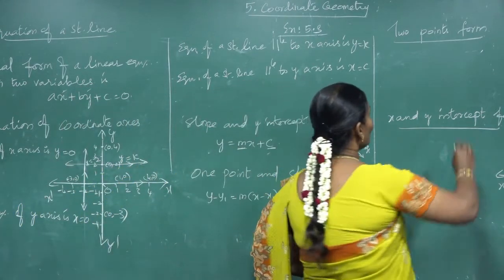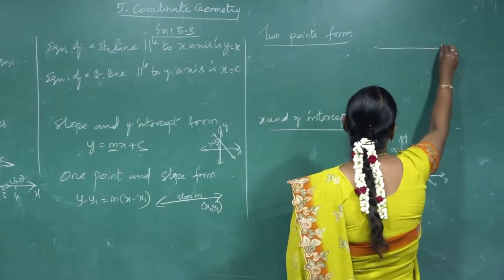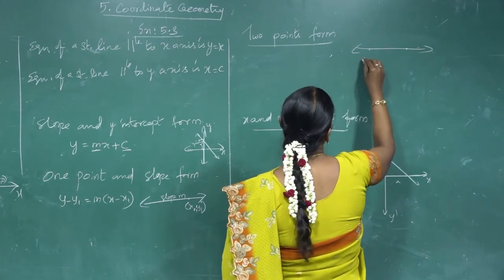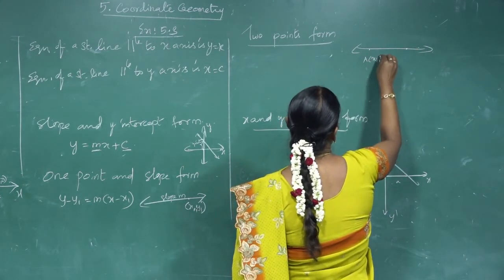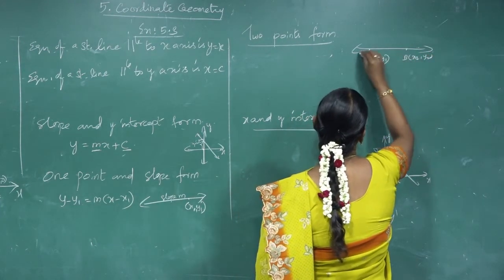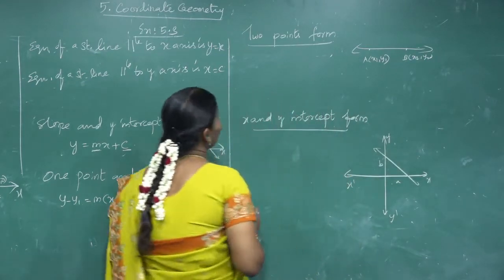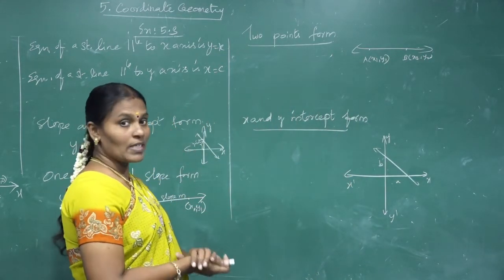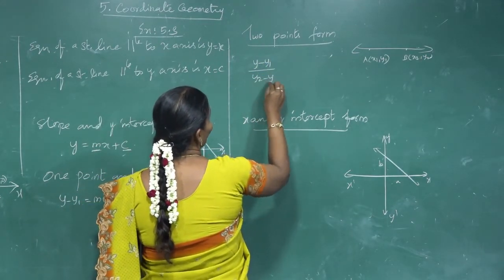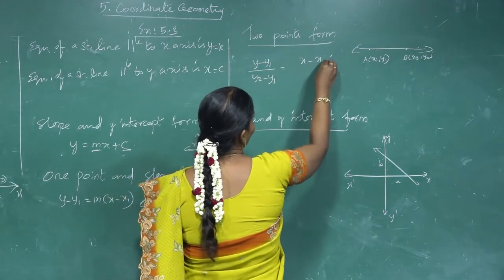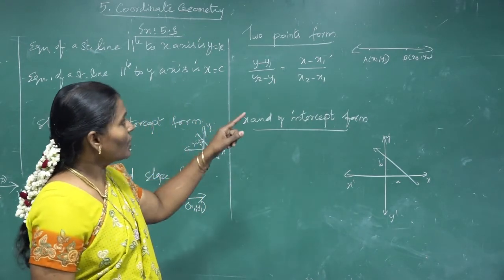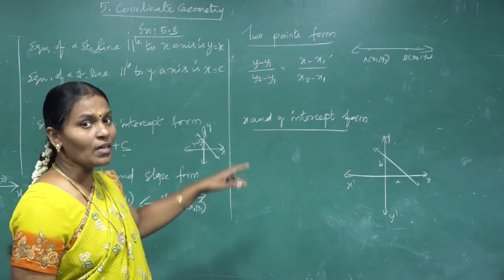Now we see 2 points form. It's a straight line. In the straight line, any 2 points are given. So for example, P of x1 comma y1, you consider that a point, and P of x2 comma y2. These 2 points are given. How do you find out the equation of that line? What is the general form? See, y minus y1 by y2 minus y1 is equal to x minus x1 by x2 minus x1. This is the formula for finding the equation of a straight line whose 2 points are given.